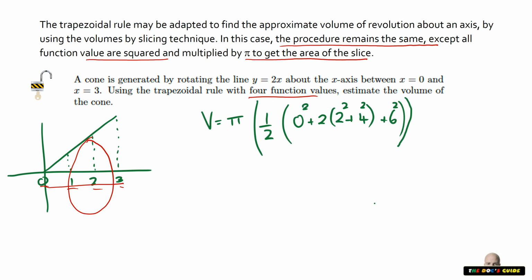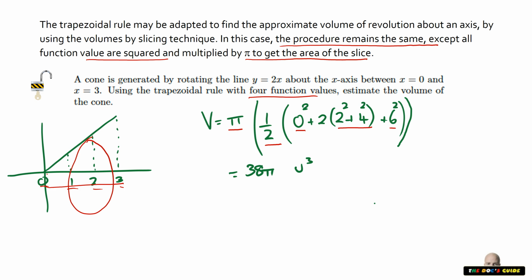So half of, so 1 is the strip width, half the strip width, function of one end squared, function of the other end squared, 2 times all of these individually squared, multiply it by pi, and we get the volume of the cone, 38 pi cubic units.